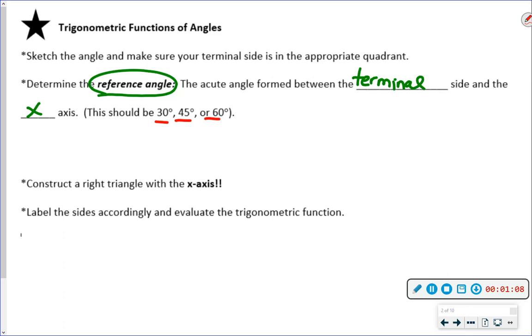Okay, you're going to make your right triangle with the x-axis, not the y, the x, okay? You're going to label your sides, your 30, 60, 90, your 45, 45, 90 down there. You're going to label your sides appropriately, and then do your SOHCAHTOA whenever they're asking you whatever trig function we need. So, let's do it.